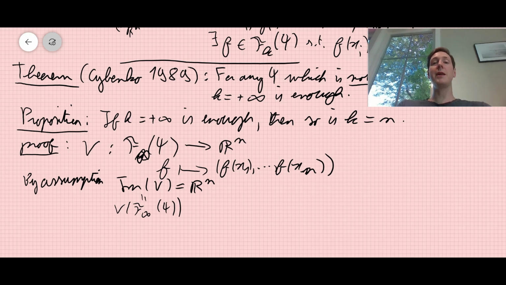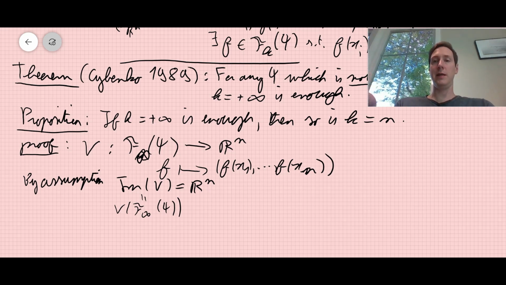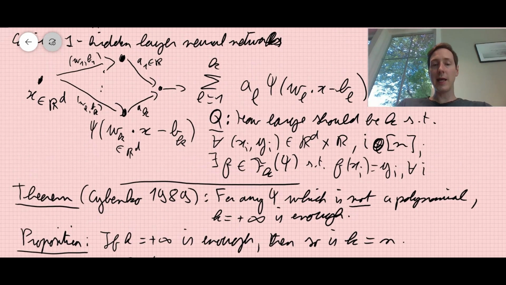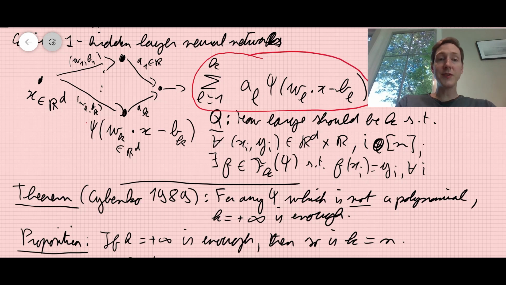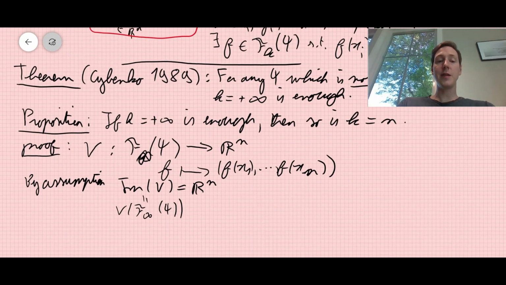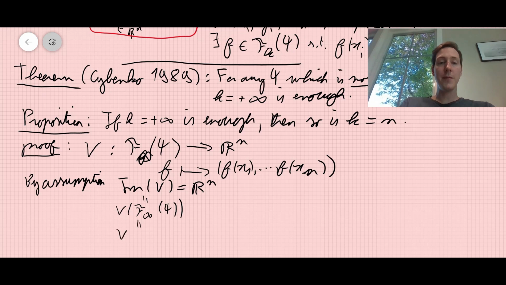F infinity of psi is in fact a vector space, because if you have two neural networks, you can add them, and that still is a neural network with some number of neurons. And in particular, by definition, those neural networks you see here are just obtained by linear combination of single neurons. So really, F infinity of psi is nothing but the span of all single neurons. So this is V of the span of single neurons.